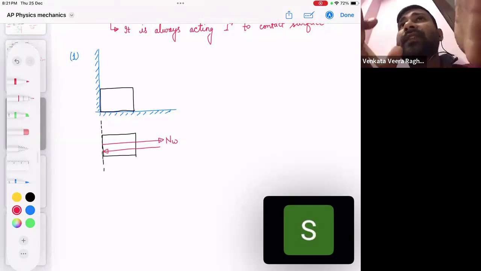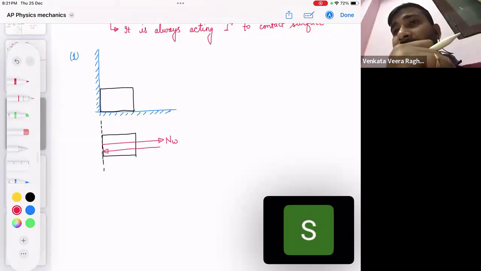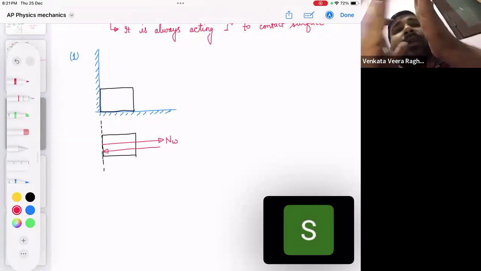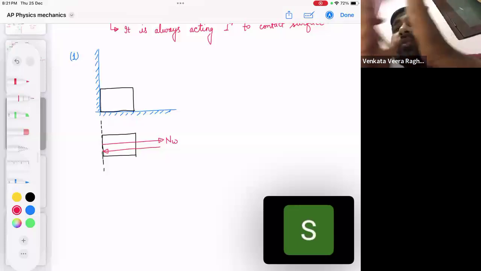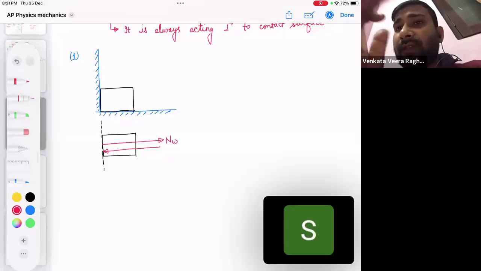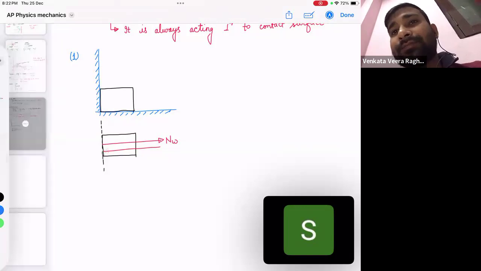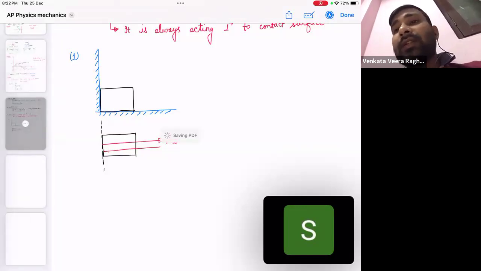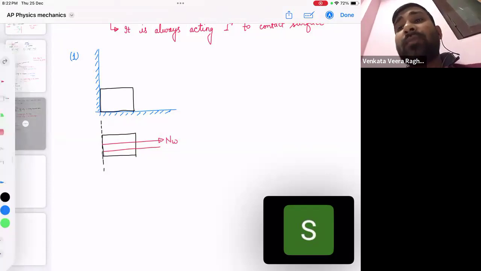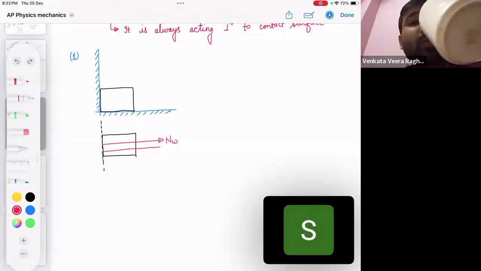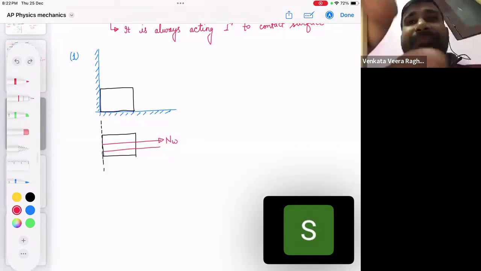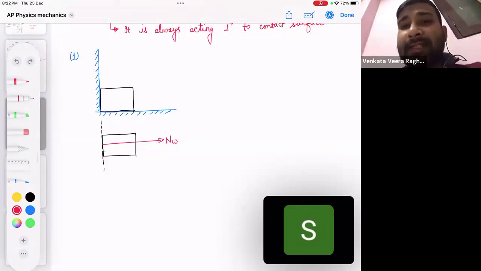Towards the right. Why so? Perpendicular to the contact surface we understood, but one more thing we learn about the normal force: it is a pushing type. So this is the wall, and this object is in contact. The wall is going to push the object towards the right. So what should be the direction of the normal force due to the wall? Towards the right. Understand? Okay.